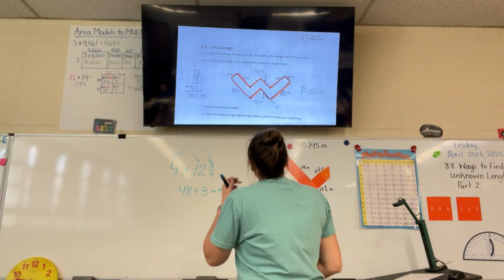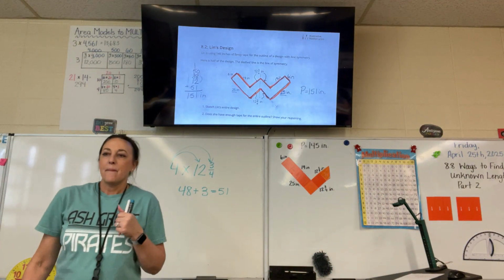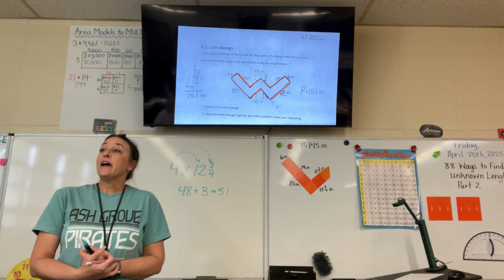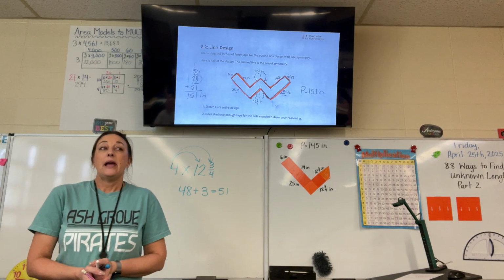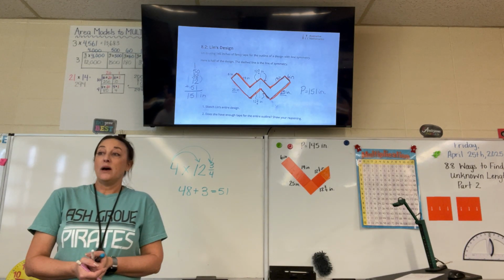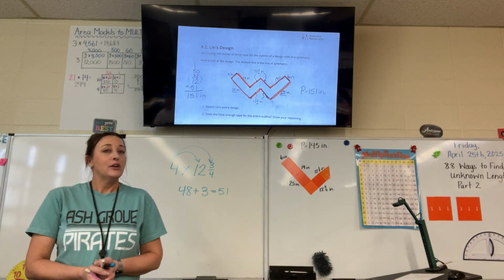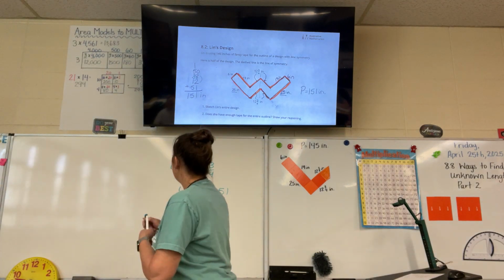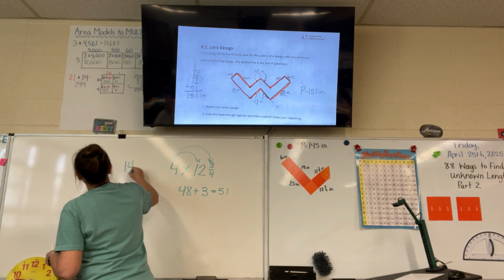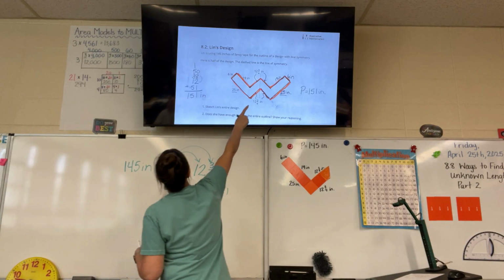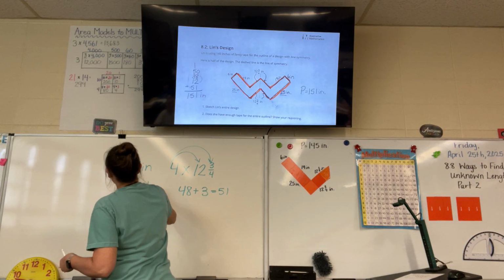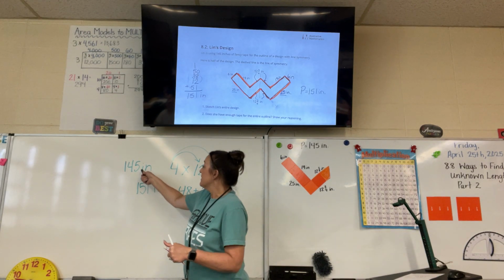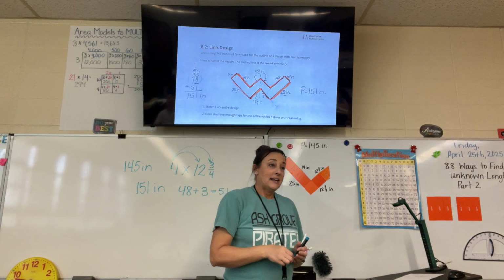So does Lynn have enough tape? She has 145 inches and she needs 151. Does she have enough? Okay guys, listen. She has 145 inches. That's how much she has on her roll. To make this tape, she needs 151. Since the amount she needs is bigger than the amount she has, she doesn't have enough.